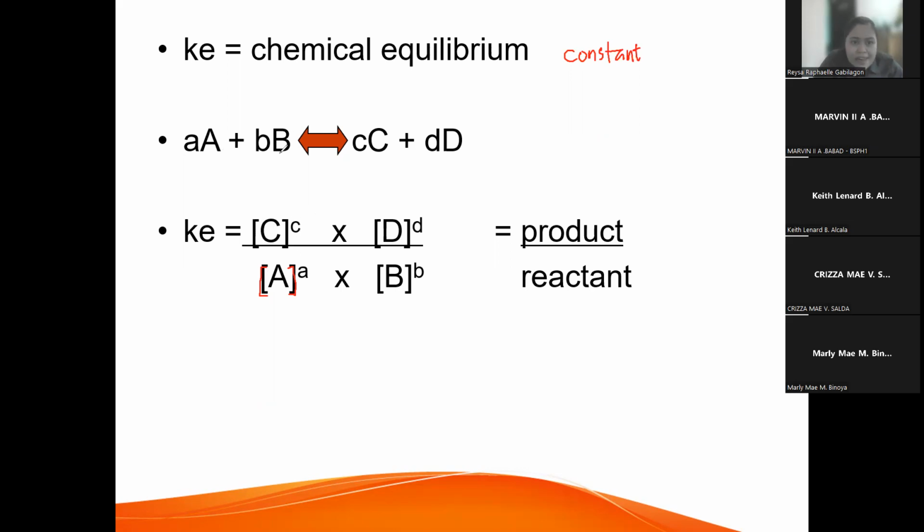Now, ano yung small letters dyan? Yan yung coefficients. Meaning, si coefficients will be used as an exponent. Okay? So, exponent yan. Ano ibig sabihin ng coefficient? I believe you saw a chemical reaction na merong coefficients.